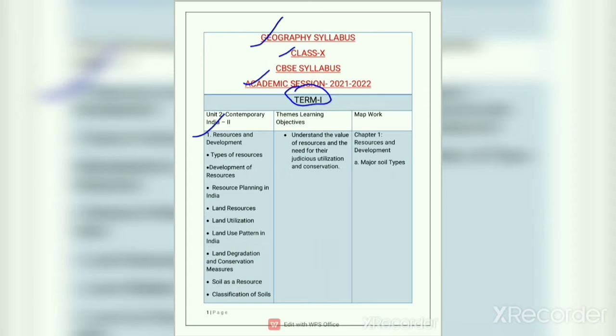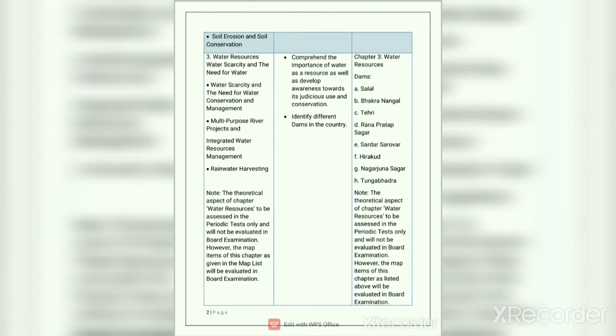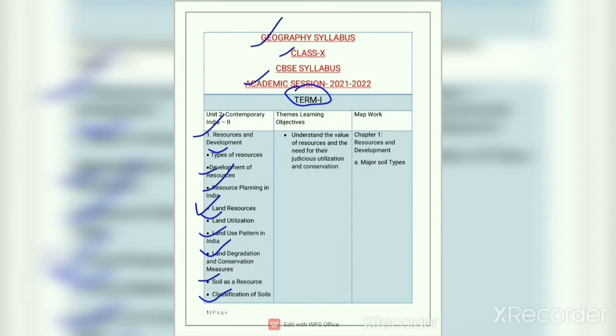Under that, you have the following subtopics: types of resources, development of resources, resource planning in India, land resources, land utilization, land use pattern in India, land degradation and conservation measures, soil as a resource, classification of soils, and then you have soil erosion and soil conservation. So these are the subtopics that you have under the chapter resources and development.